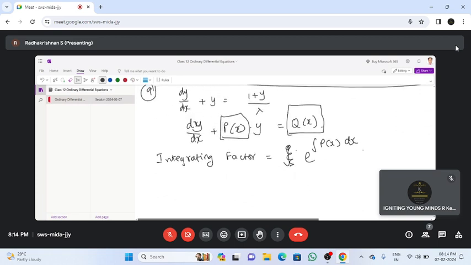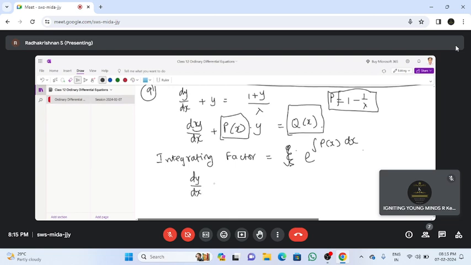What is p of x? P of x in this problem. I'll give a minute. One minus 1 by lambda. Okay, good. 1 minus 1 by lambda. Correct.